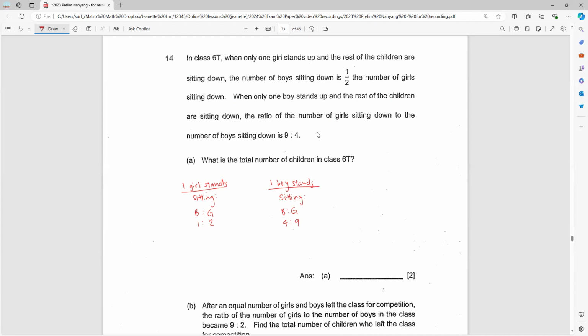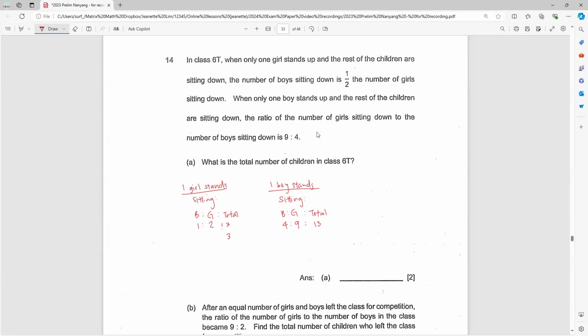Now, from here, right, in scenario 1 and scenario 2, it doesn't matter boys or girls, there's only one person standing up in both scenarios, right? So those who are sitting in scenario 1 and scenario 2, the total number must be the same. So the common base is the total, because in both scenarios, you only have one person standing up. So we make it the same. Change it to 39.